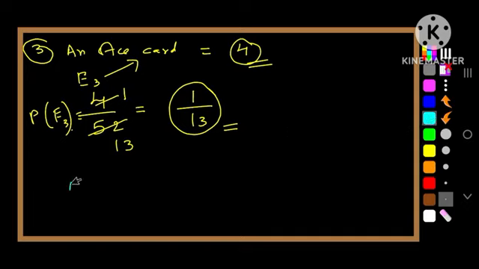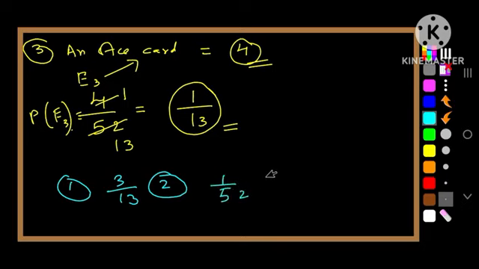So the first one was getting a face card, the probability was 3 by 13. The second one was getting a jack of hearts card, the probability was 1 by 52. The last one was getting an ace card, the probability was 1 by 13. So this is our final answer. So let us see one more problem.